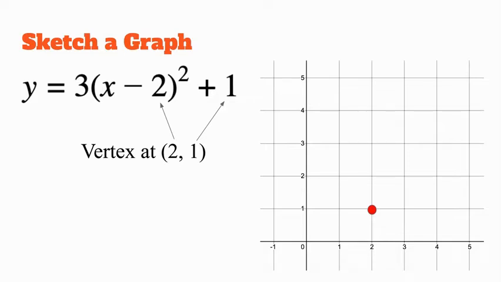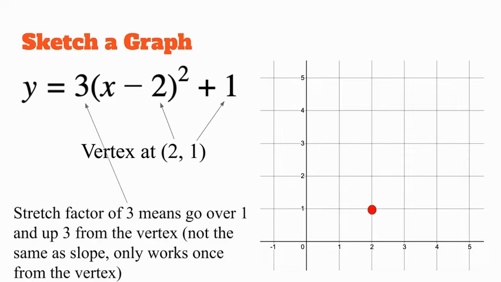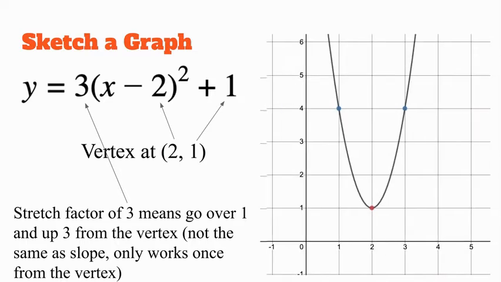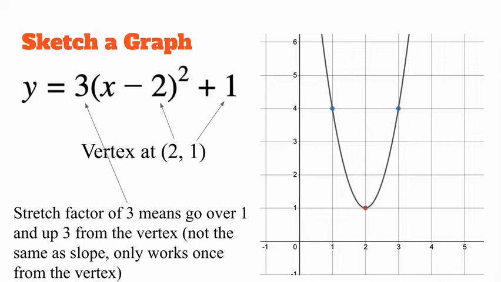And then the stretch factor helps you with your next point. You can actually go over 1 and then up 3 for your next 2 points. And this only works from the vertex one time. You don't keep continuing this. If you were to continue this, then you'd get an absolute value graph. And so we want that curve. So only do this for the points 1 over from the vertex. So then when I connect the points, there is my parabola.